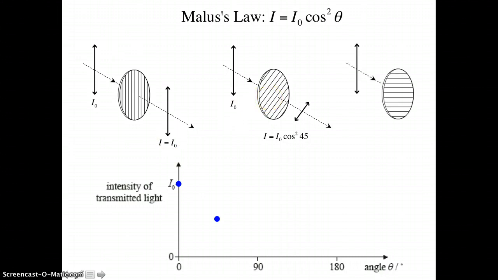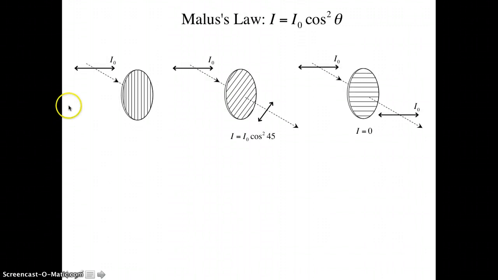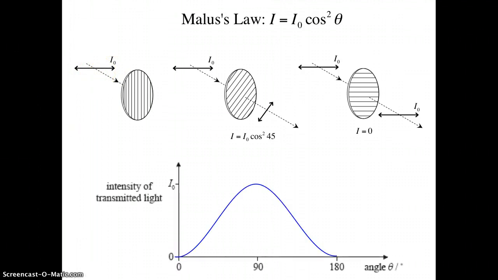If we rotate the filter even farther so that it is at 90 degrees, then now no light will get through because the cosine squared of 90 is 0. And so if we plot all these points, the graph does this. It makes a cosine squared shape. And eventually, we get back up to the full intensity once we've rotated this thing 180 degrees, because it'll look like the far left again. If we have the same picture, a vertically oriented filter, but we start out with horizontally polarized light instead of vertically polarized light, then the shape is like this.